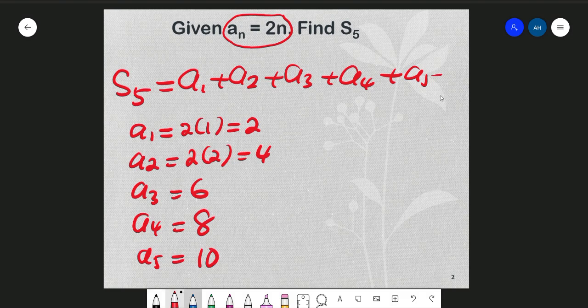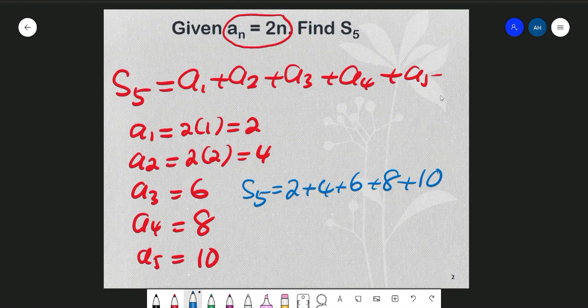Therefore, now we are ready to write down the answer. So we want to find S5, which is equal to A1, our A1 is 2, A2 is 4, plus 6 plus 8 plus 10. This is our last term, that is A5.